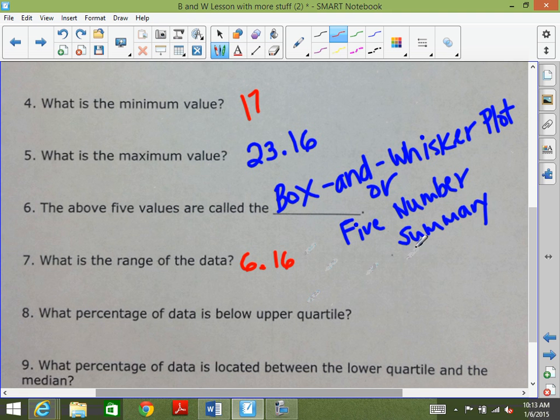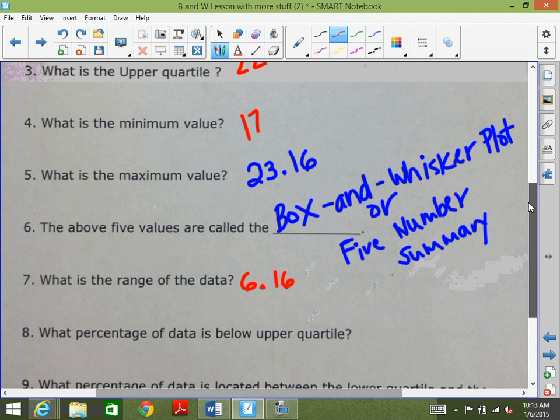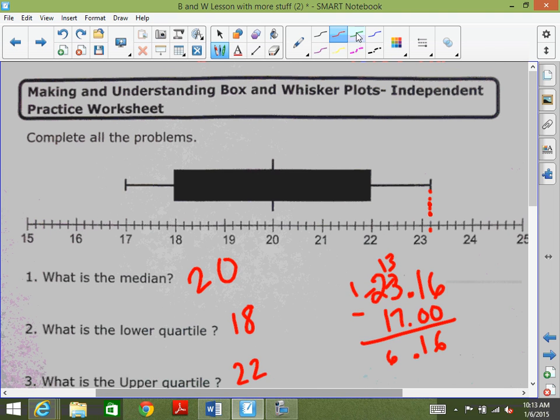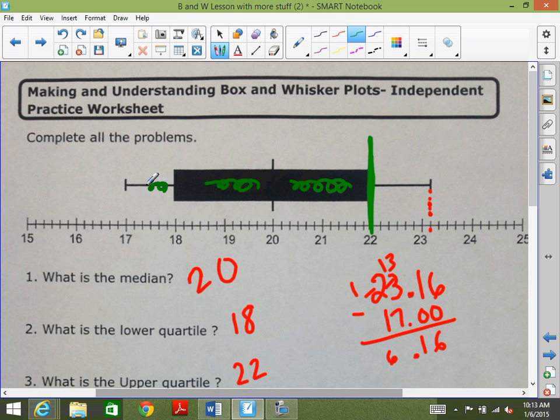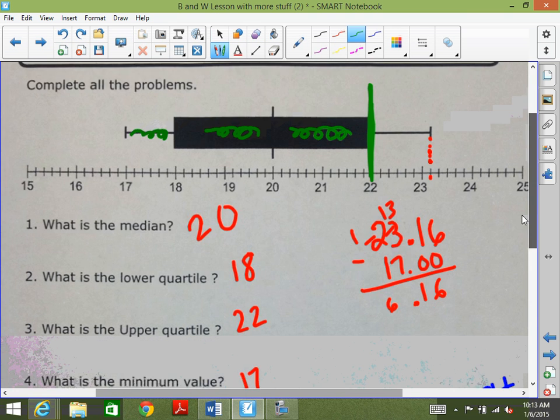All right, next. What percentage of the data is below the upper quartile? What percent of the data is below the upper quartile? Where is the upper quartile? At what number? 22. 22. What percent of the data is below? So we have this piece, and 75% is correct.